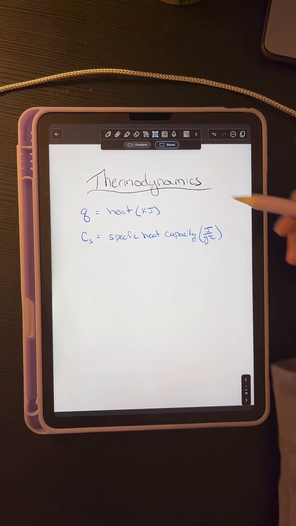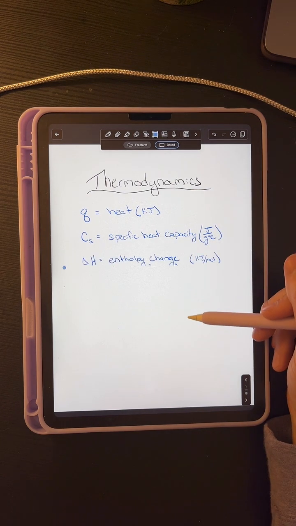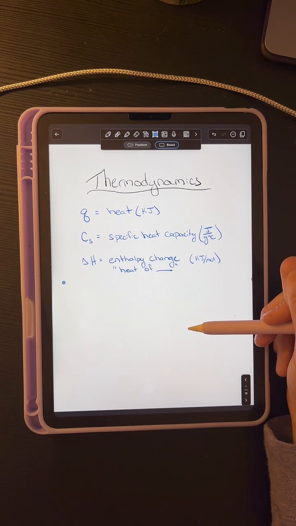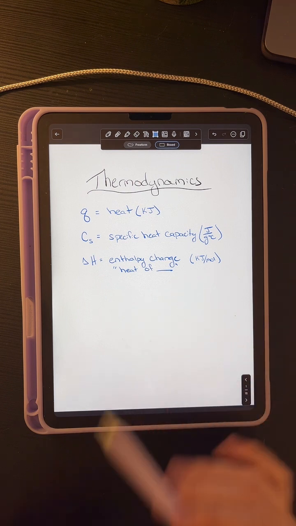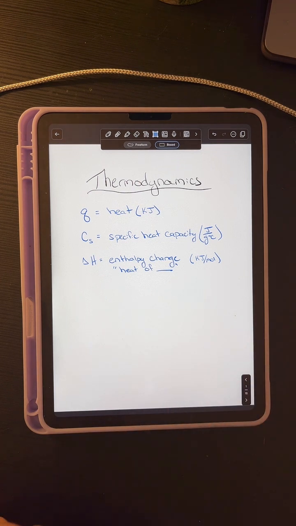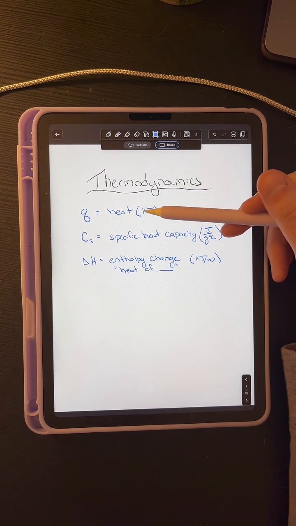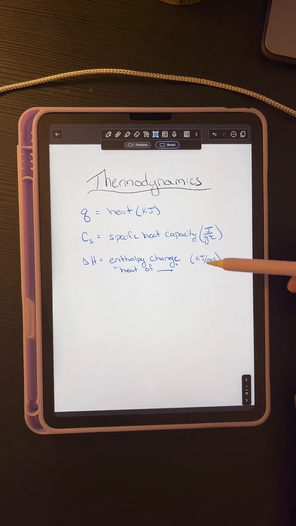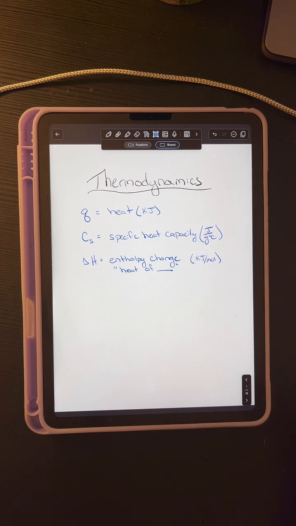So we have our specific heat capacity. And then we also have what's known as our delta H, or our enthalpy change. You will also see this referred to as heat of something, heat of fusion, heat of vaporization. And this is a measurement of kilojoules per mole. So it's very similar to heat, but now we're talking about heat per mole of something. So heat and delta H are very, very similar.